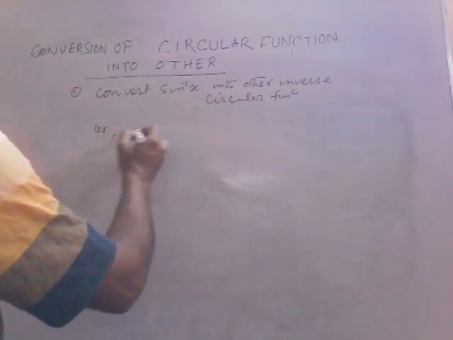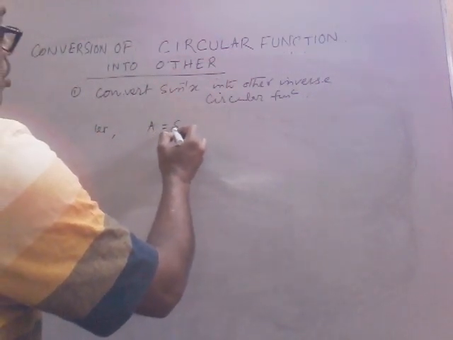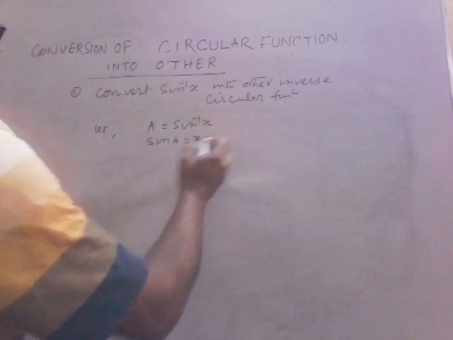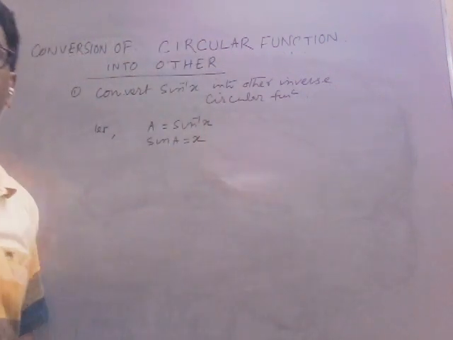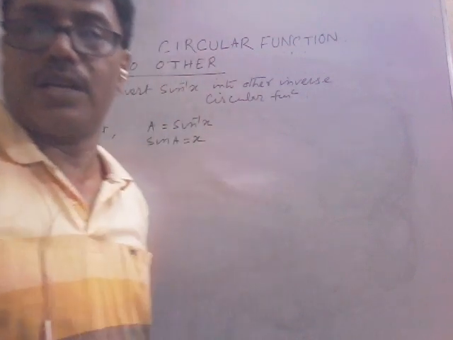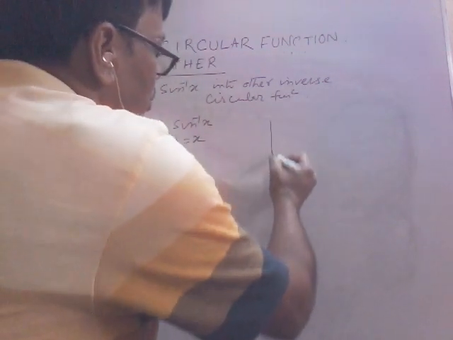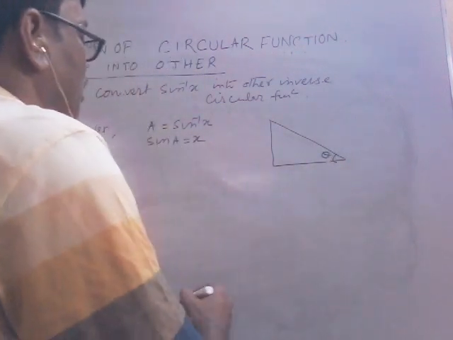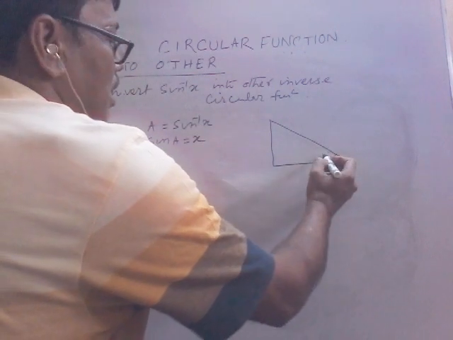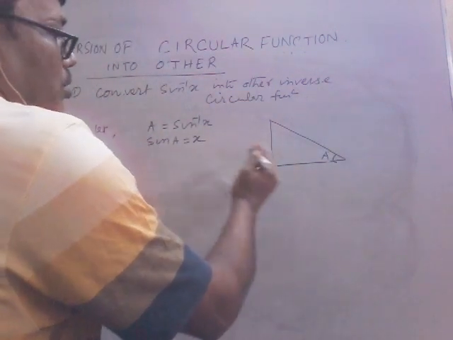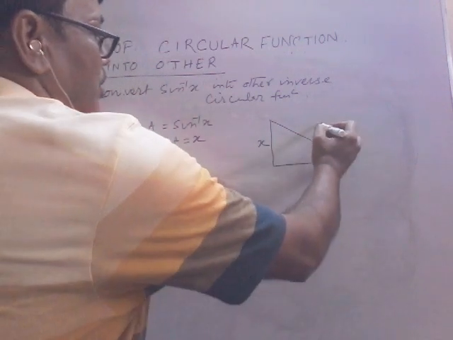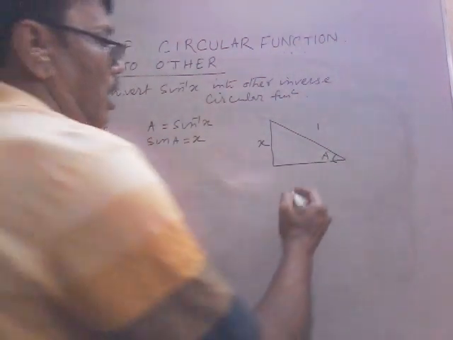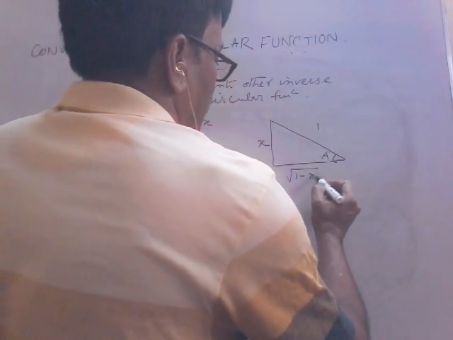So let this angle A equal sine inverse x. So what is sine A? Sine A is x. You have to express sine inverse x in terms of other inverse circular functions. So a very simple process from class 10. Look, this is angle A. So sine A equals x. This is x, so this is 1. Actually this is kx, this is k. And this one is root of 1 minus x square.